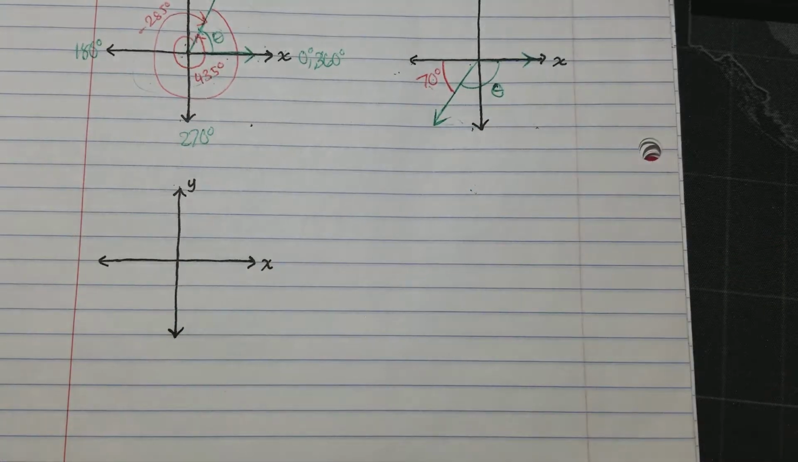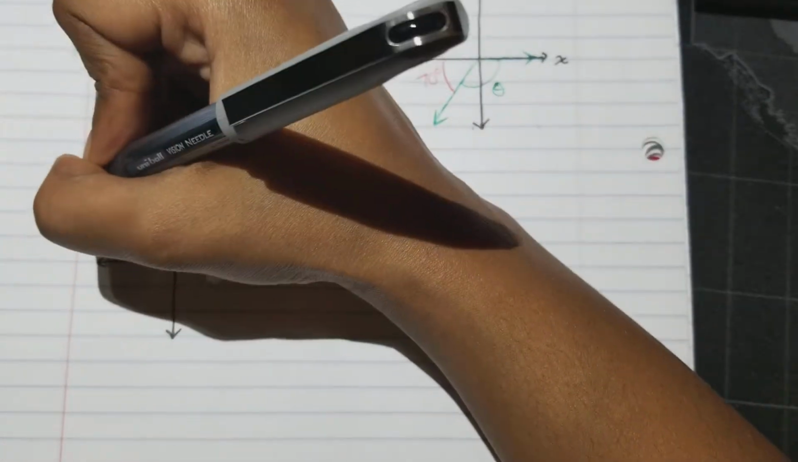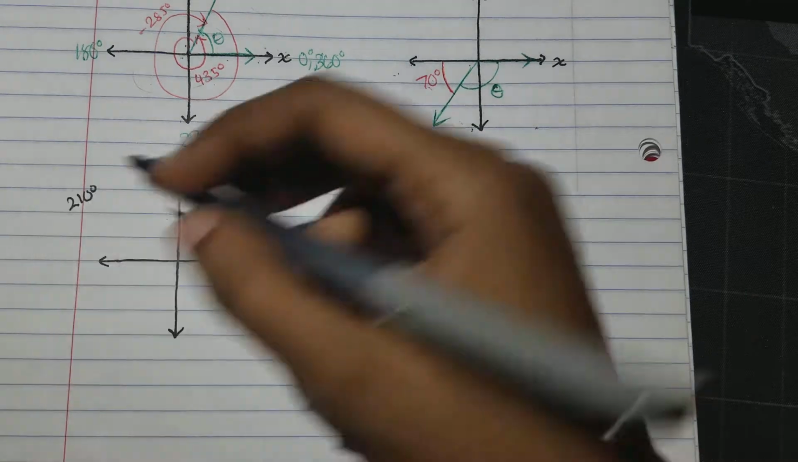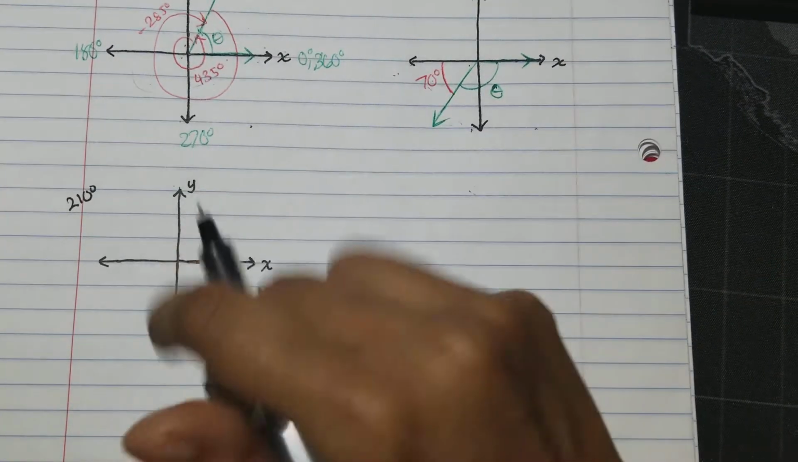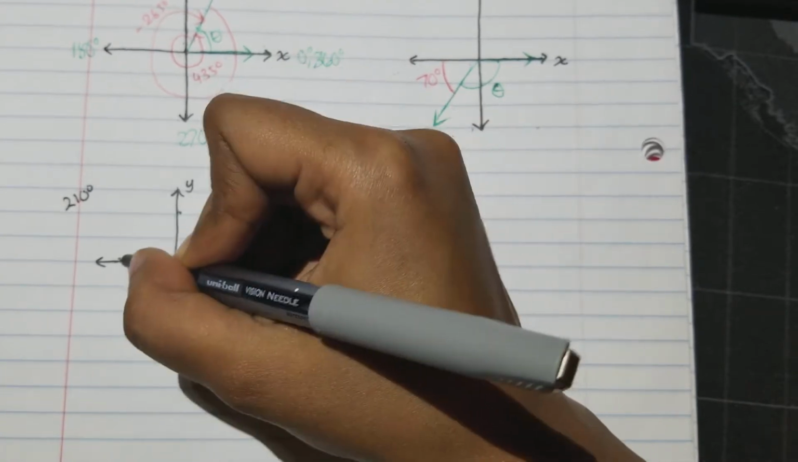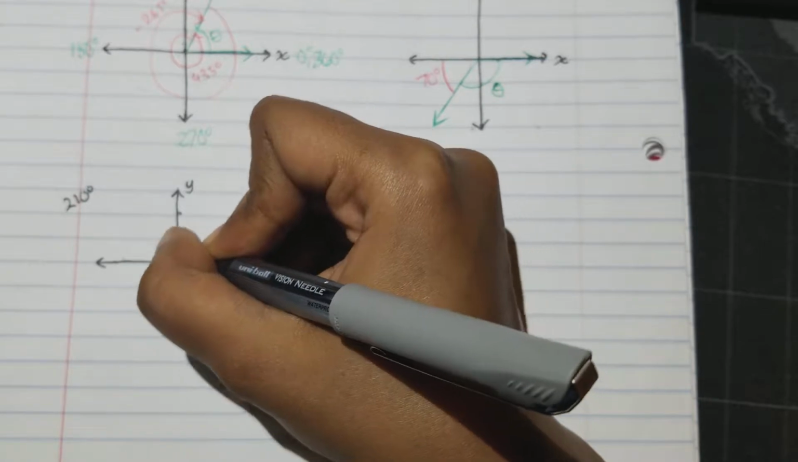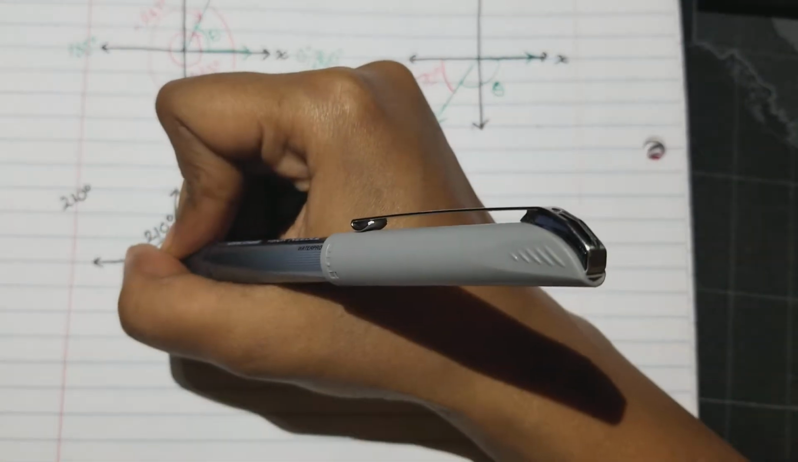So let's just do a random example. Let's say I wanted to graph 210 degrees. If I do my standard position here, I know we have 90, 180, 270 is here, so 210 should be somewhere over here. We're going to have our sketch of the graph here. That's 210 degrees.